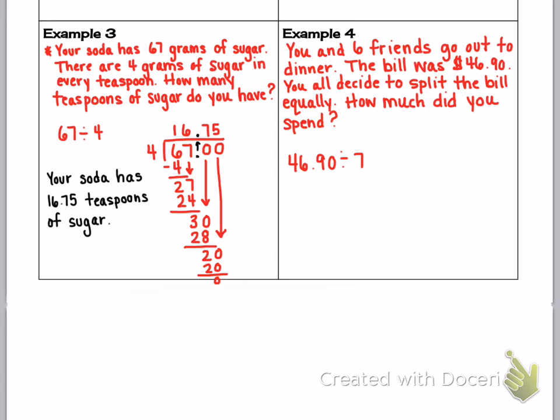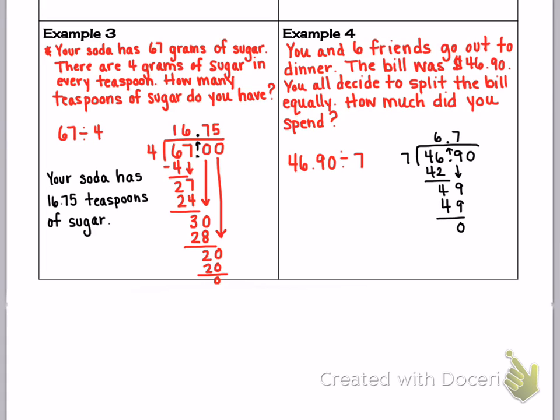All right, let's do this division. I have $46.90 divided by 7 people. And I know my decimal is going to go straight up in my answer. 7 doesn't go into 4. 7 goes into 46 6 times. That's 42. Subtract, I get 4. Bringing down that 9. Now 7 goes into 49 7 times, and that's on the other side of the decimal. And now I'm at 0.